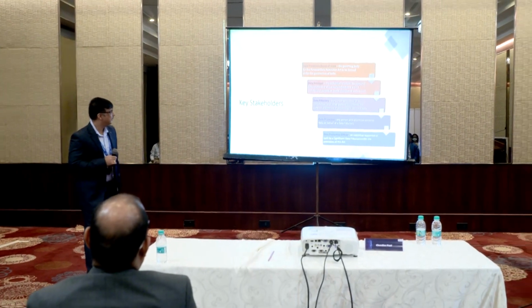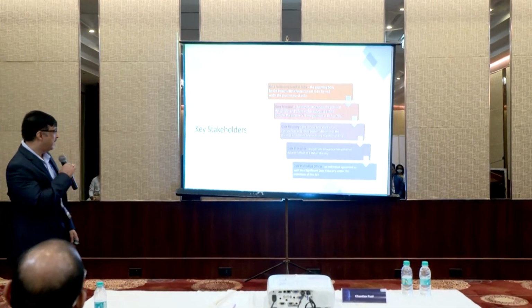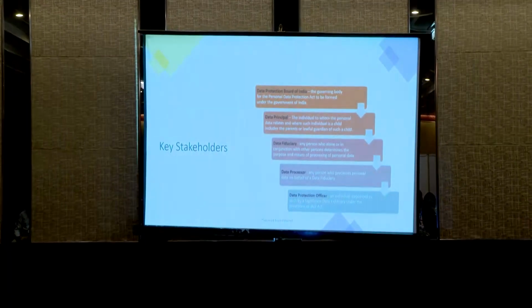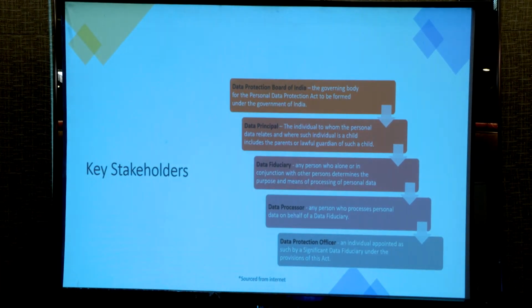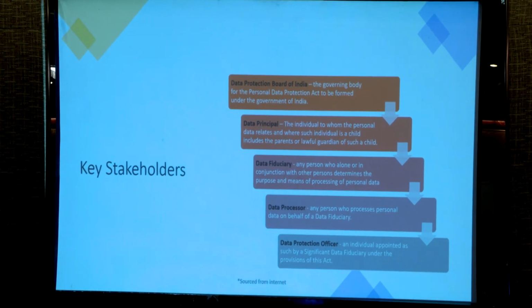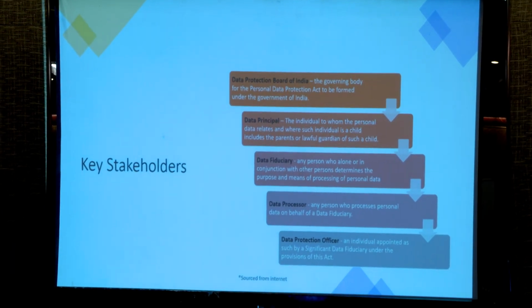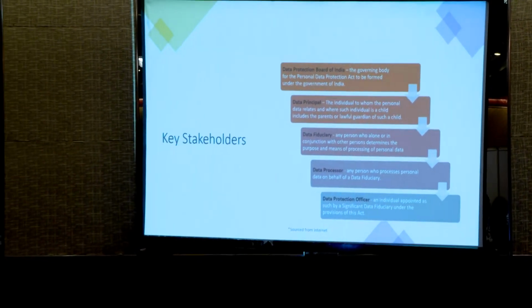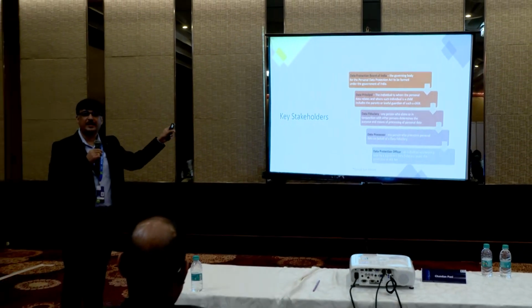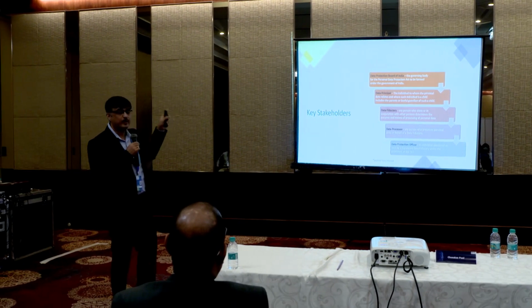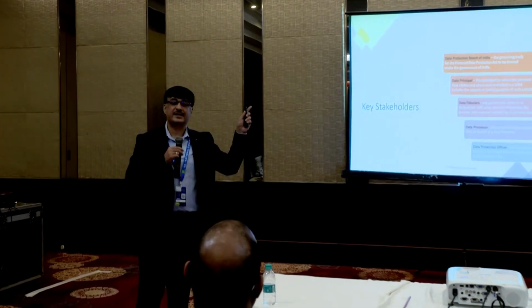So now, if you see who are the key stakeholders. Now, in this key stakeholder list, Data Protection Board of India, who can define what needs to be done, how it needs to be done, but government is the only body as of now who can decide who can be part of your Data Protection Board of India. So there is a catch where the control goes back to government. Then the other actor is your data principal, who is generating the data.